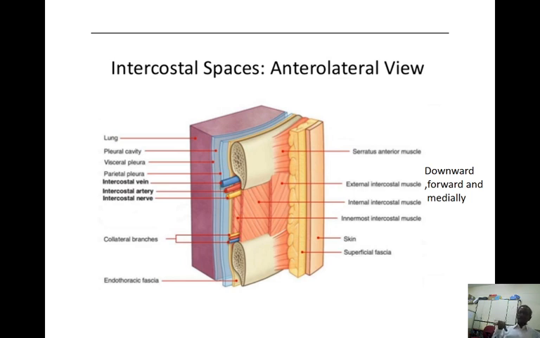And interior to that we have the pleura, the visceral pleura and parietal pleura, and before that we have the endothoracic fascia. See the faint yellow line outer to the innermost intercostal muscle, that is the endothoracic fascia. After that we have the parietal pleura, after that the visceral pleura, and of course the lung.